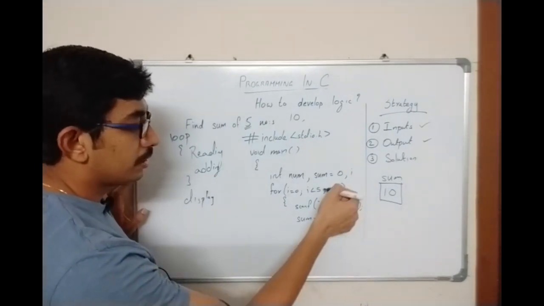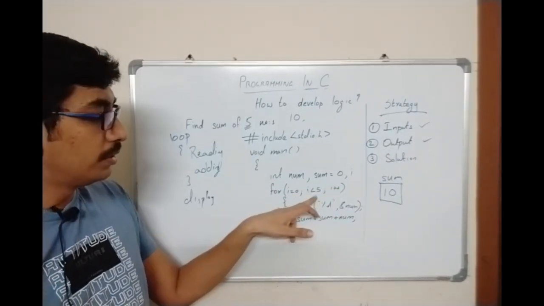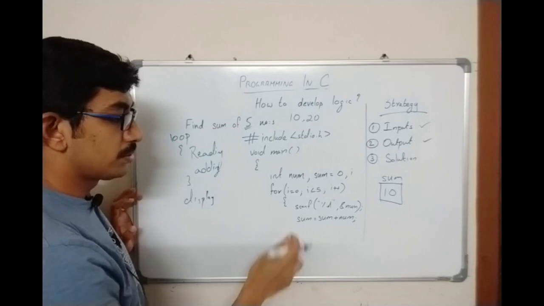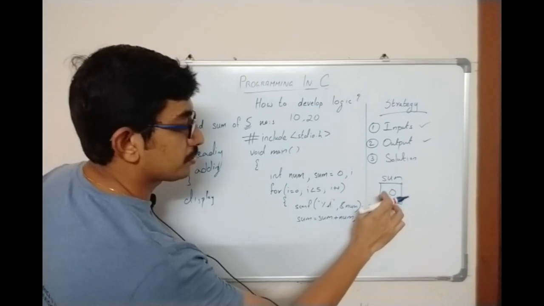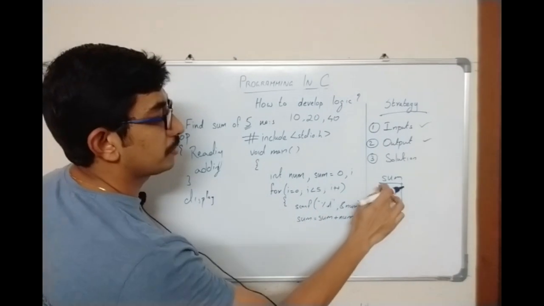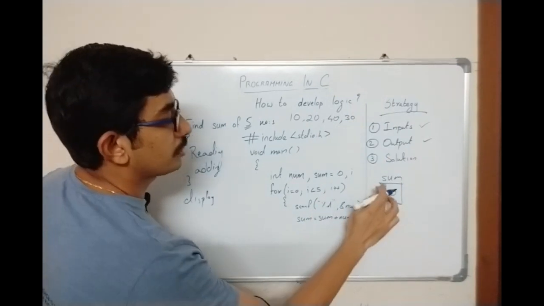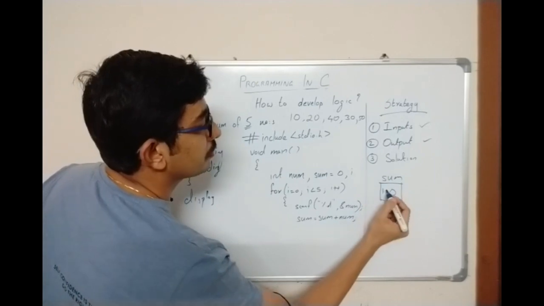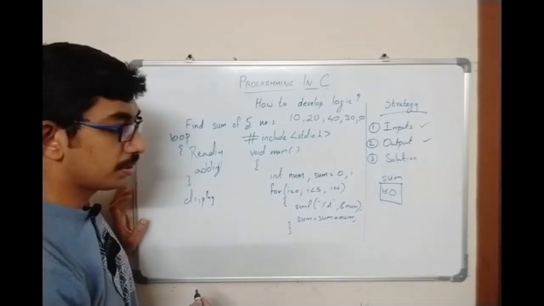Now again this process will repeat 5 times. So i will be incremented to 1. 1 less than 5, you are going to read the second number. The second number is 20. Whatever value you are having in sum, along with that you are adding 20. So 10 plus 20, you have got 30. Next number is 40. So 30 plus 40, you get 70. Next is 30. So 70 plus 30, you have got 100. And the last number is 50. 100 plus 50, you are having 150 in sum. So that's all you are going to do inside the loop.